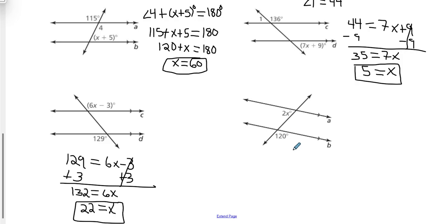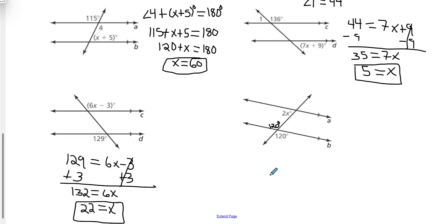Well, I notice I can figure out what this angle is right here, because this 120 has to be congruent to the angle straight across from it, because they're vertical angles. So this angle is also 120 degrees because they're vertical angles, once again.